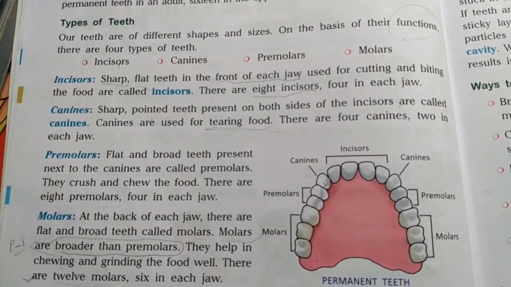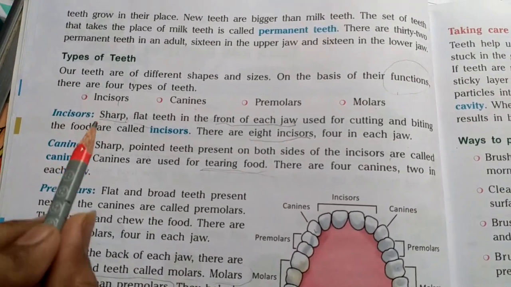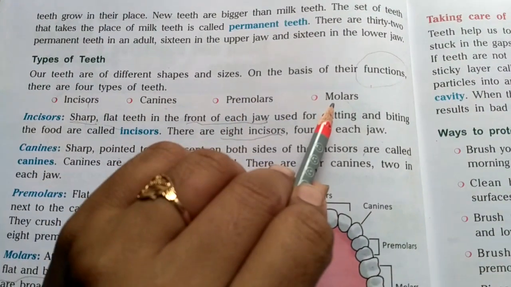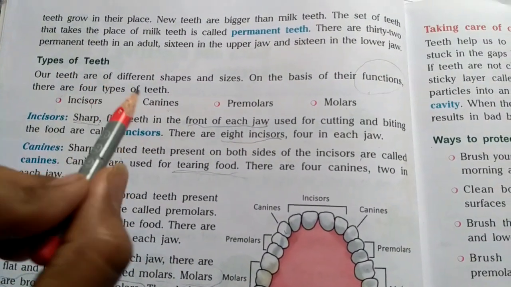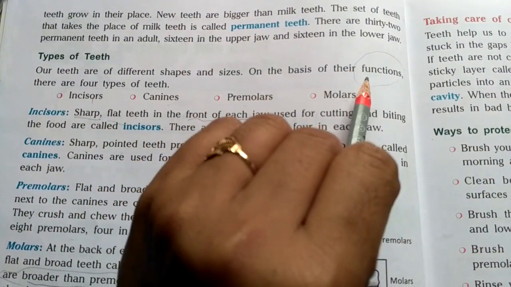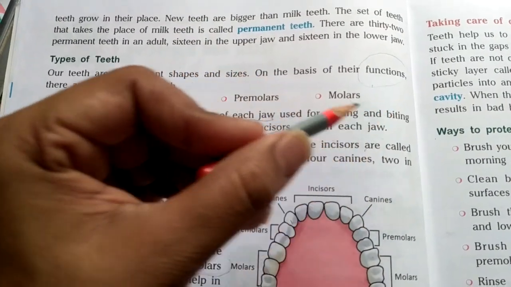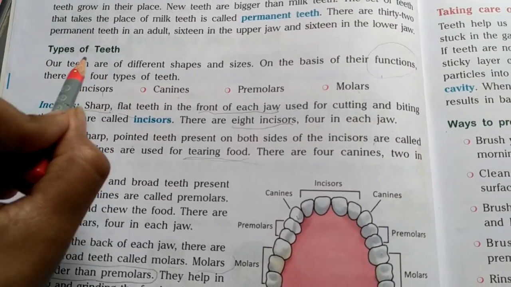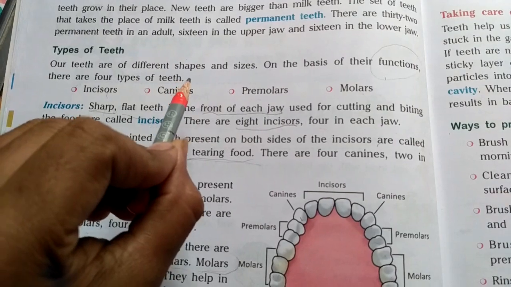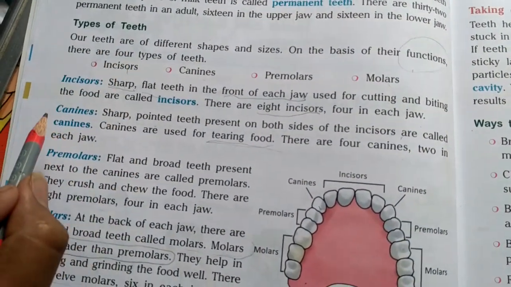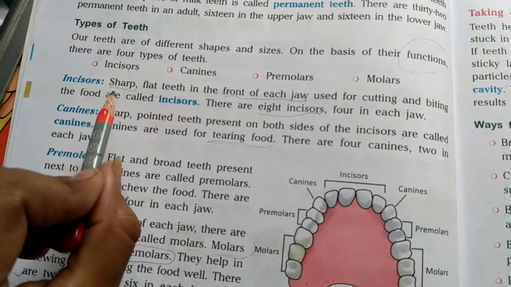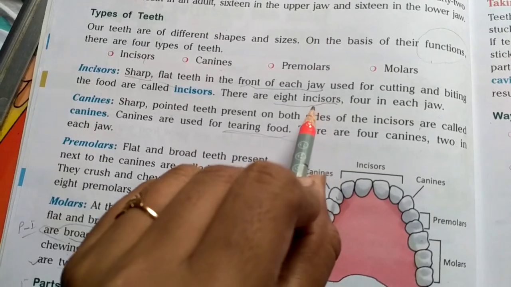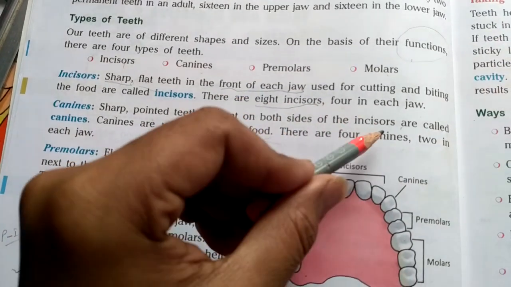So let's quickly revise the types of teeth that we have studied: incisors, canines, premolars, molars. Teeth are classified on the basis of their functions, the work they perform in our mouth. The first was incisors. They are used for cutting and biting the food item. Incisors are 8 in number, 4 in each jaw.